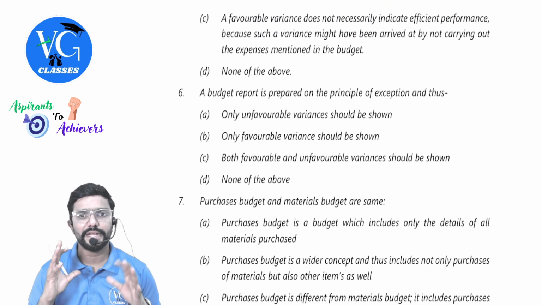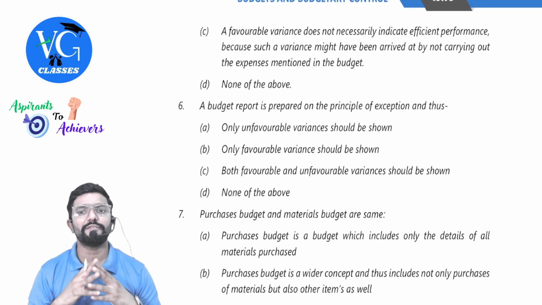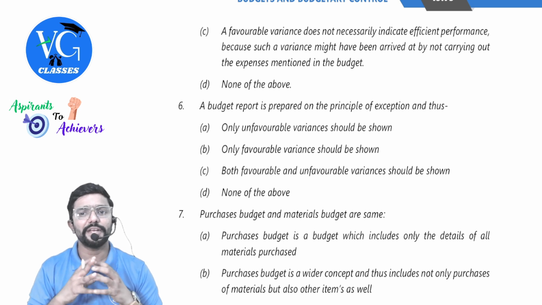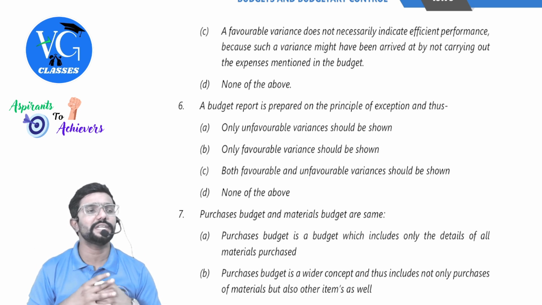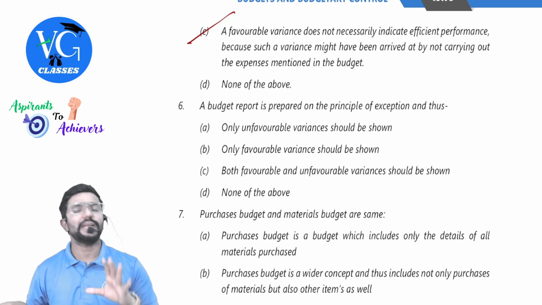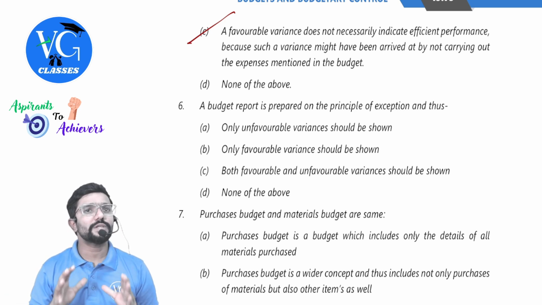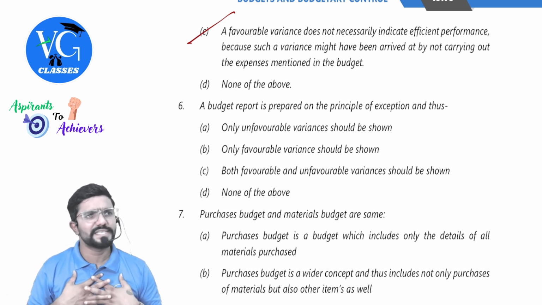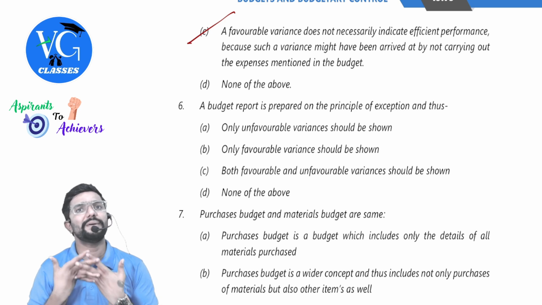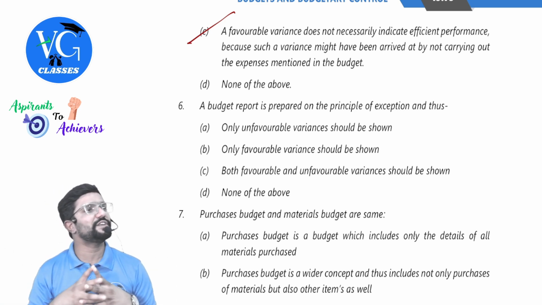A favorable variance does not necessarily indicate efficient performance because such a variance might have been arrived at by not carrying out the expenses mentioned in the budget. Yes, guys. I repeat again. Most of the time when we get favorable variances, it is a good sign, it's a good performance. We have efficiently performed. But can I conclude that it will always be efficient performance?